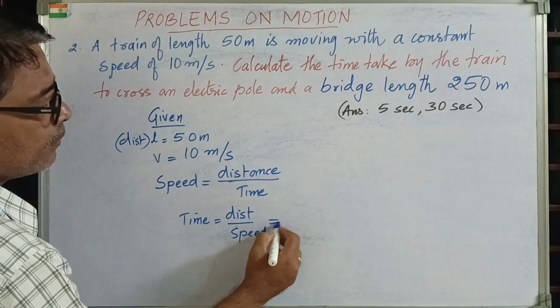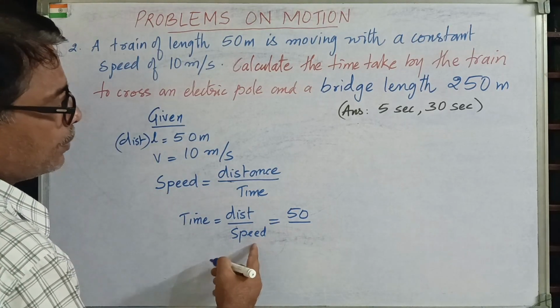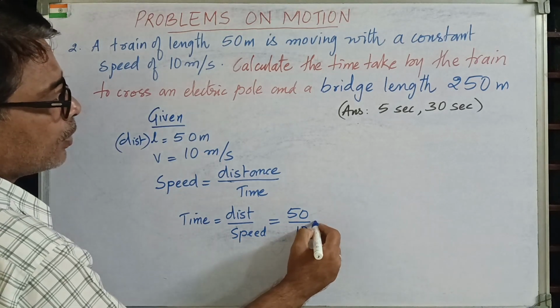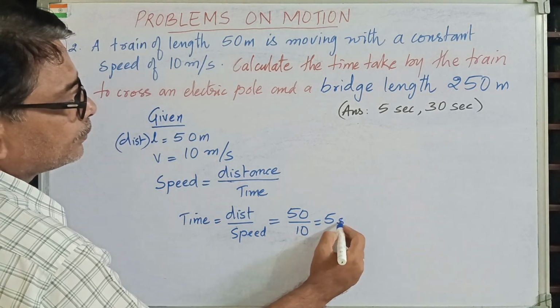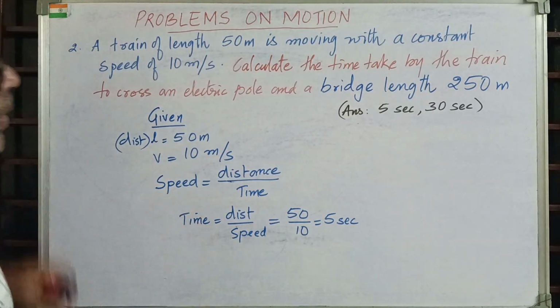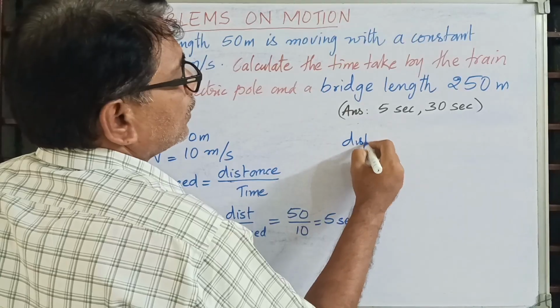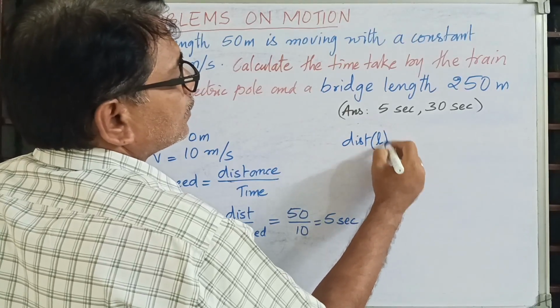So what is the distance given to you? 50. So it is 50 by speed, how much? 10. So your answer is 5 seconds. 10 fives are 50. First part is over.